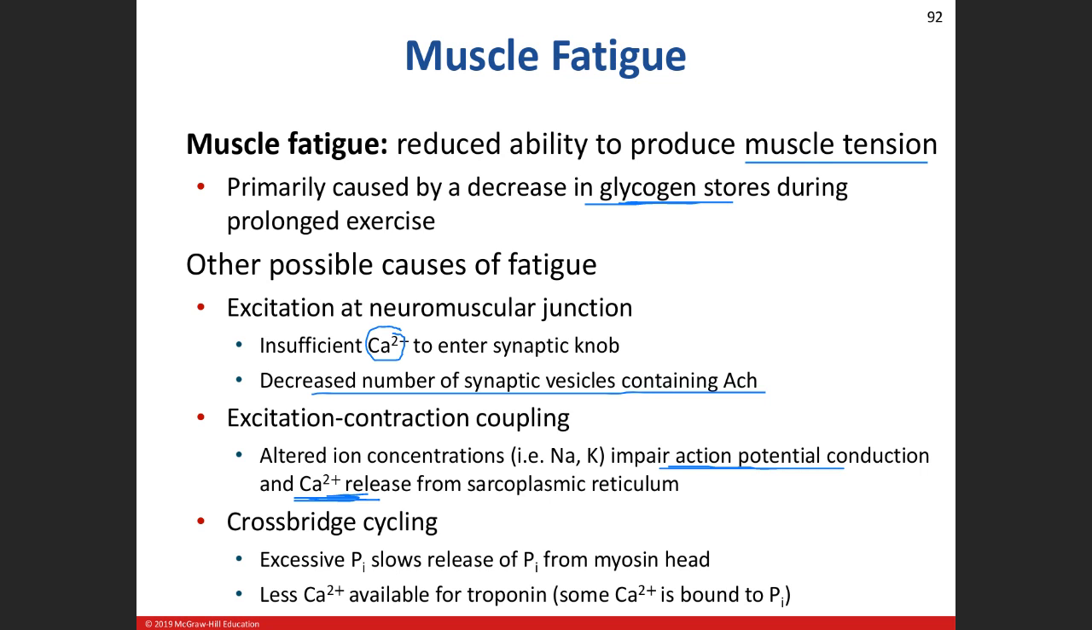Then finally, cross-bridge cycling is another possibility, because if we have lots of inorganic phosphate lying around, what that will do is slow down the release of that inorganic phosphate and the ADP from the myosin head. Okay? And if it sticks onto the myosin head, then we're going to have a problem because we cannot get the ATP to attach on. And we already talked about less calcium. If we have an insufficient amount of calcium in the body, then we won't have enough calcium to bind onto the troponin tropomyosin complex there.